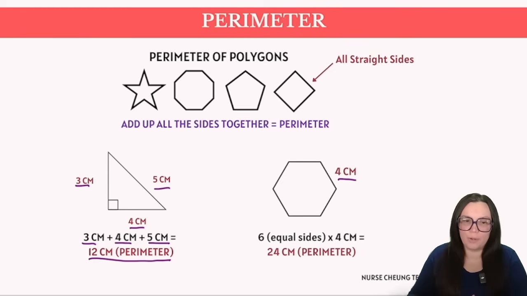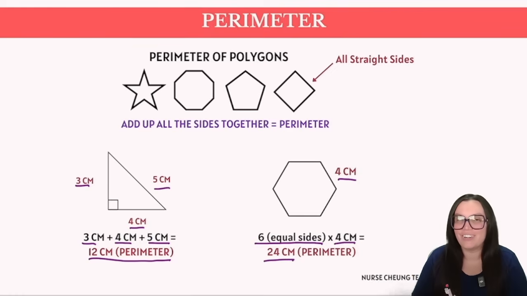To find the total perimeter, we would simply multiply the number of sides, which is 6, by the length of the one side that we know, which is 4 centimeters. 4 times 6 is going to give us 24 centimeters, which is the overall perimeter of our hexagon.